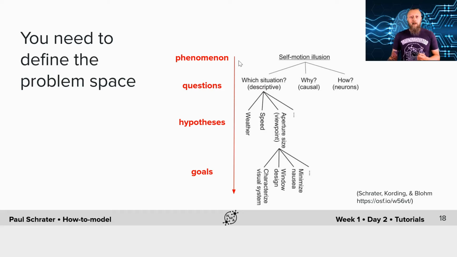Now, we could have asked many different questions. For example, in which situation this phenomenon occurs, which, going back to yesterday's lesson, would have been a descriptive or what question. Or we could have asked about the neuronal mechanisms leading to this illusion, which would have been a how question probably. And for each of those different questions, you could formulate many different hypotheses.